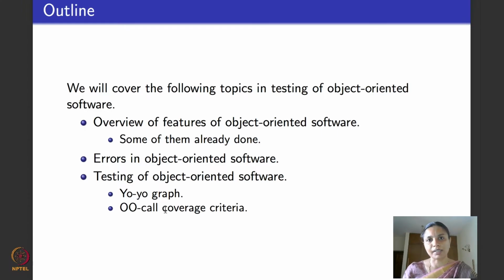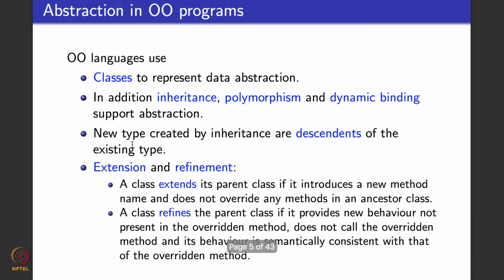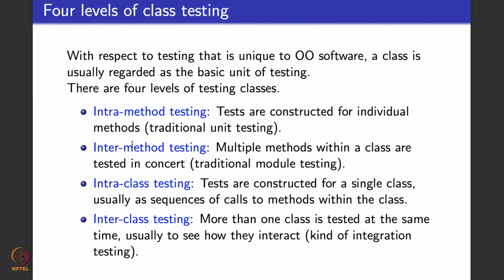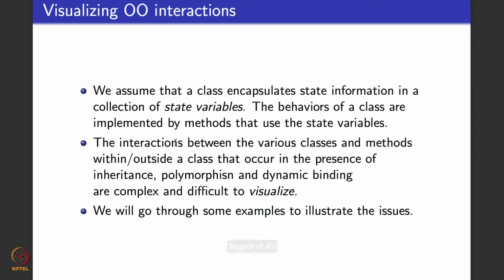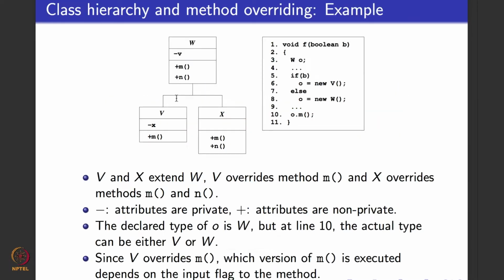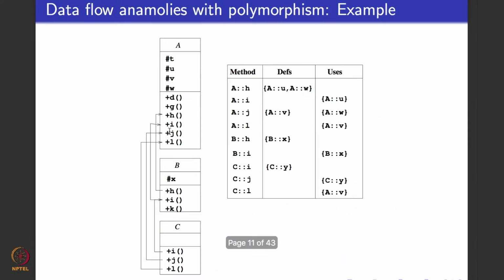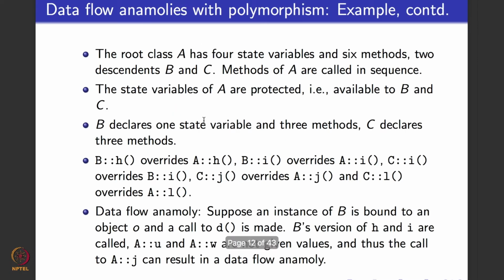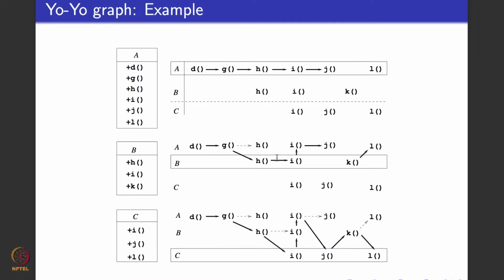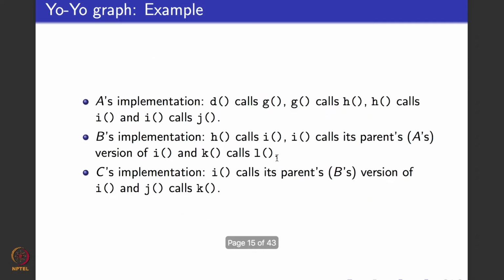finish object-oriented testing. So to recap, we saw all the features of object-oriented software: abstraction, inheritance, polymorphism, 2 kinds of inheritance, what is a polymorphic method, which is the level of object-oriented testing that we are going to do, which is basically interclass and intra-class testing, and the problem of difficulty in visualizing object-oriented interactions in the presence of class hierarchies and overriding methods and polymorphic methods. And we also saw this yo-yo graph, which depicts how object-oriented interactions occur.